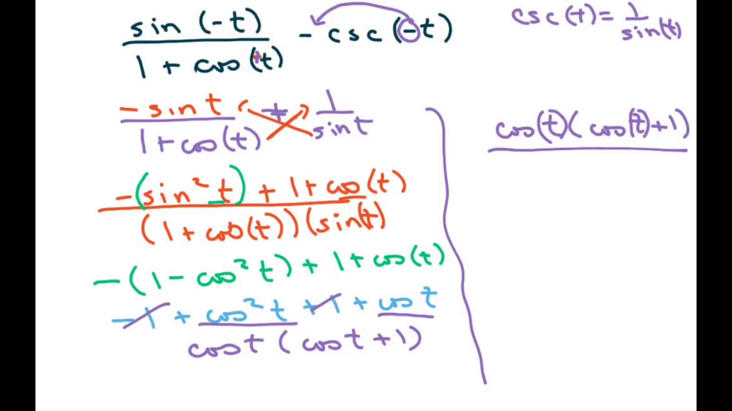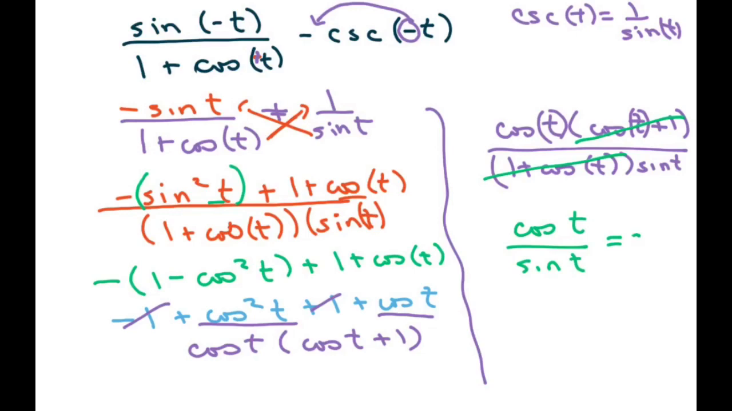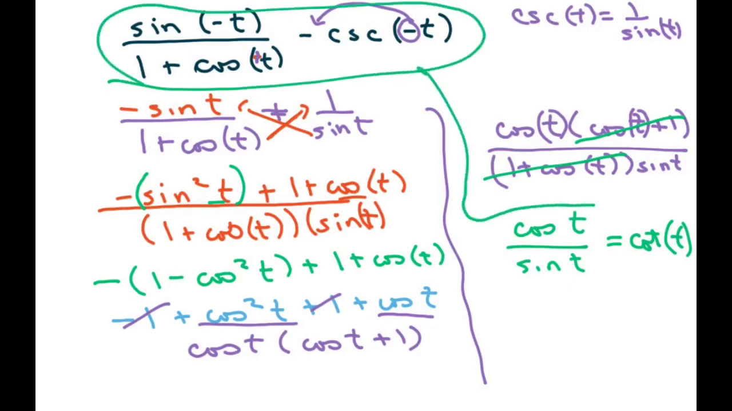All right, and in the denominator I have 1 plus cosine of t, and then that's times sine of t. And what happens is these two cancel, so you're just left with cos of t over sine of t. And that equals cotan of t. So all of this got simplified to one simple cotan of t.